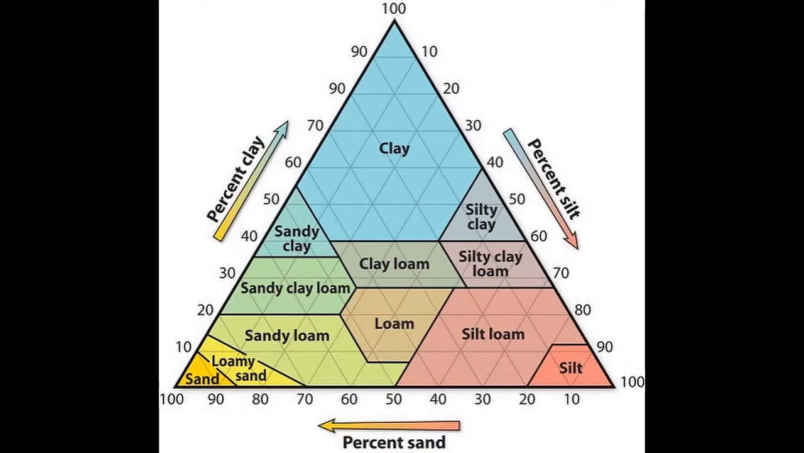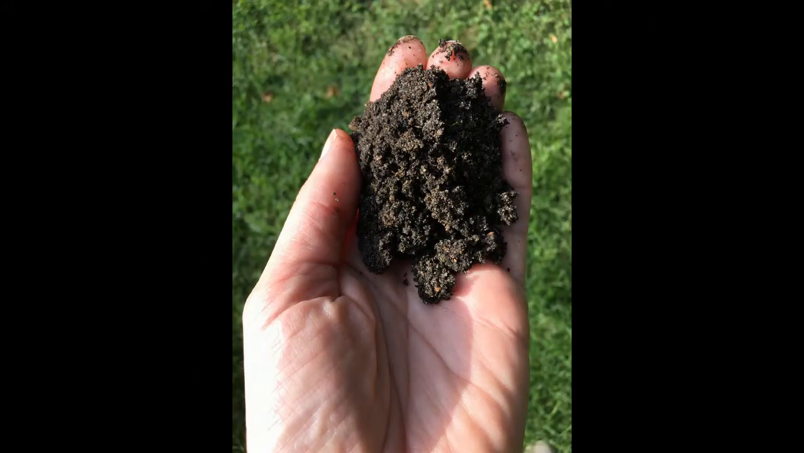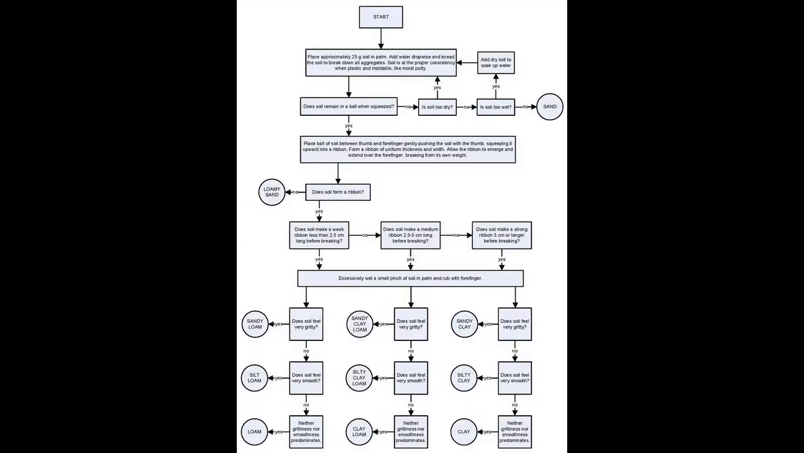The texture of soil is determined by the amounts of sand, silt, and clay. There are 12 classifications of soil texture, and if we know the percentages of sand, silt, and clay, we can use a soil textural triangle to determine the texture. While the fractions of sand, silt, and clay can be measured in the laboratory, we have to use the feel method in the field. A flow diagram like this one can be used to guide us to the right soil texture.